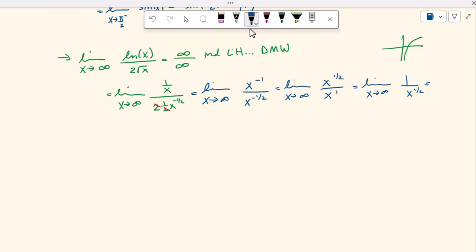Well, as x goes toward infinity, the numerator is fixed, the denominator is increasing without bound. That goes to 0. So we got another 0. Let's hope we don't get zeros and ones for all of these.